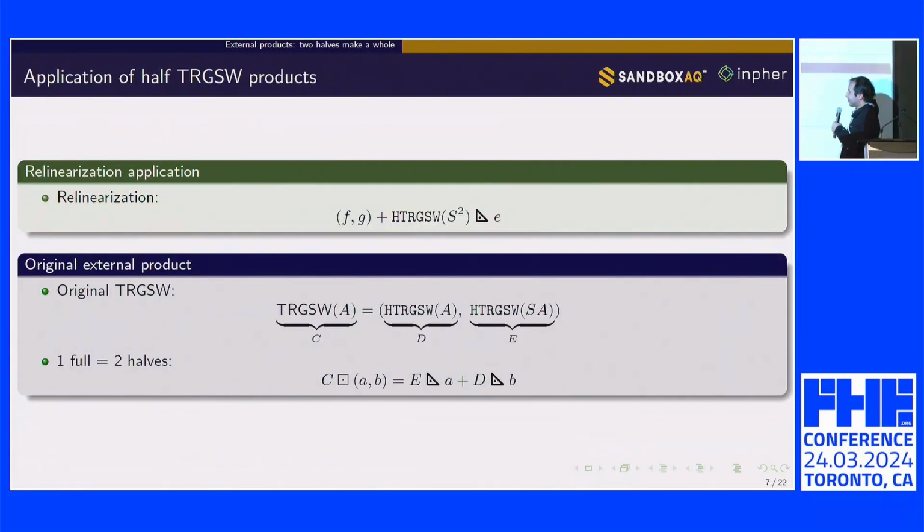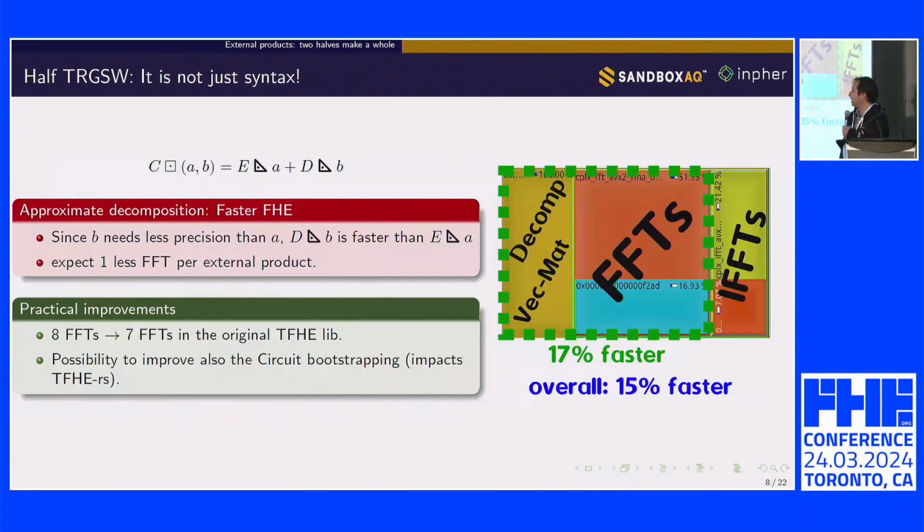So, yeah, for relinearization, it works. And the original external product is just summing together two half external products. So is it just something about syntax? Well, there is something more than that, because now that we have split the external product into two, we can also parameterize the two differently.